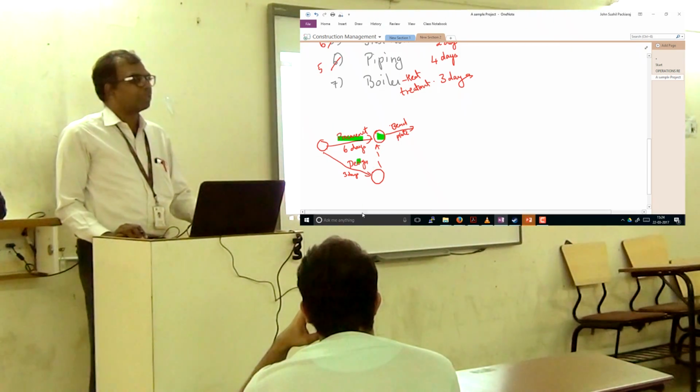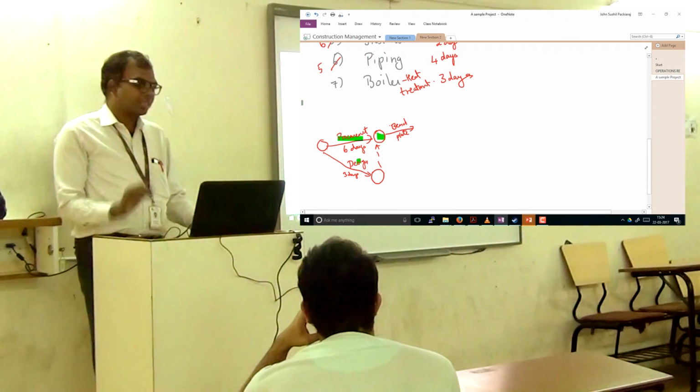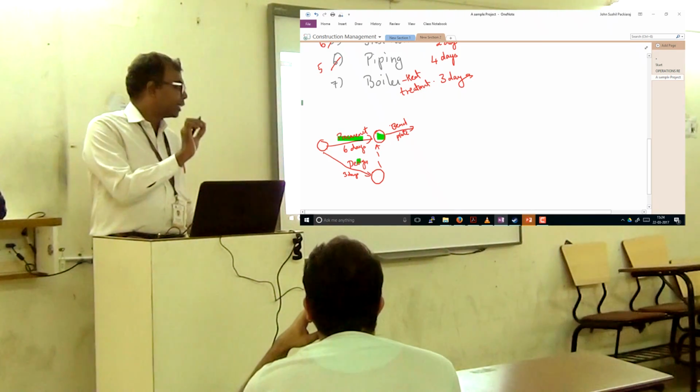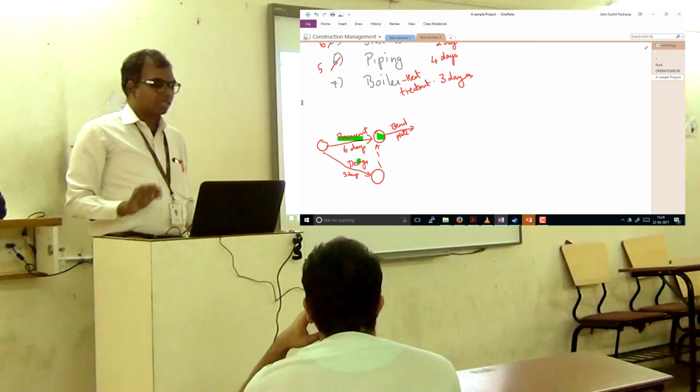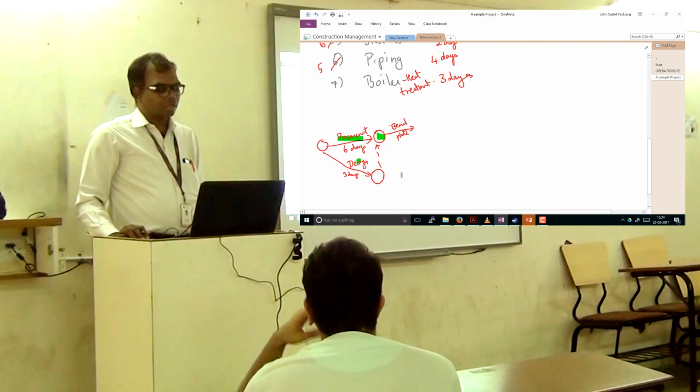No resource will also be allocated to it. No cost also needs to be allocated to a dummy activity. But the dummy activity helps you to keep the project flowing in the correct sequence. Another thing is, I could have put this bend pipe here also.